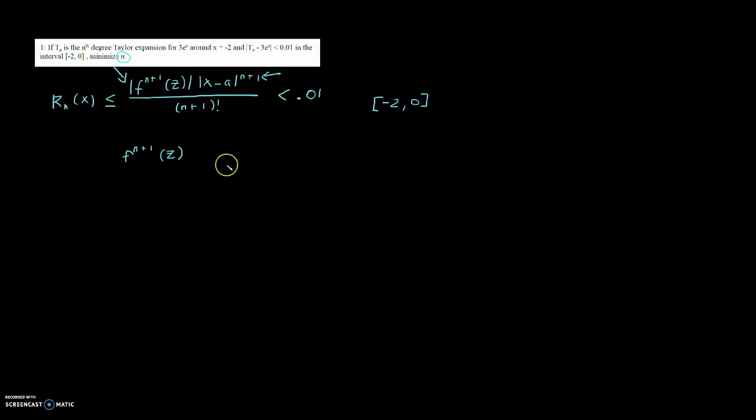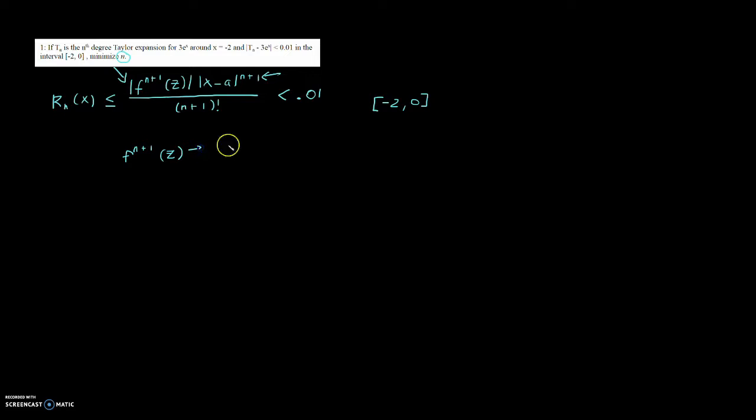The error is less than the absolute value of f to the power of n plus 1 of z times x minus a to the power of n plus 1, all over n plus 1 factorial. Now set that less than 0.01. Now to find the error, you'll have to maximize these two terms in the numerator. So let's start off with the first one, f to the power of n plus 1 of z, and we have to plug in the values from the interval -2 to 0 in order to maximize it.